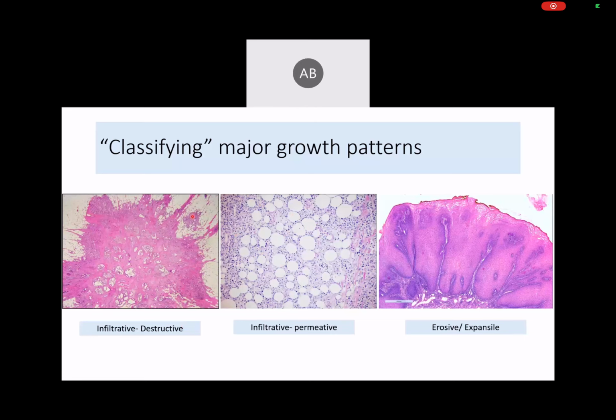So here you have normal fat cells, and the relationship of this is a permeative, infiltrative pattern of growth. Here you have fat again, and this is a destructive, infiltrative pattern of growth. You don't see any fat here in the middle. You don't see any normal breast ducts. It's all been destroyed. Now here, on the other hand, it is an erosive, expansive relationship between the normal, which is the subepithelium, and this tumor, which is growing from the epithelium. Is there any problem about this?